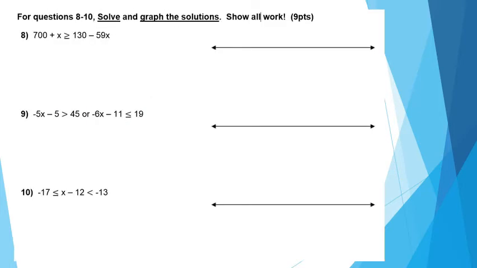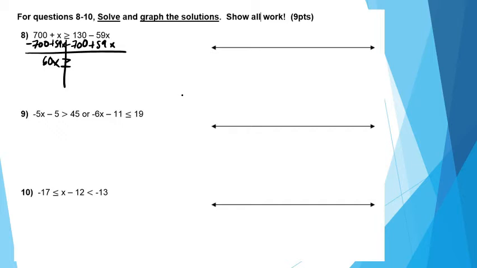For questions 8 through 10, I need to solve and graph the solutions. So to start off, I'm going to combine like terms. I'm going to keep x on this side. So I'm going to subtract 700 from each side. I'm also going to add 59x to each side. So that leaves me with 60x greater than or equal to 130 minus 700.